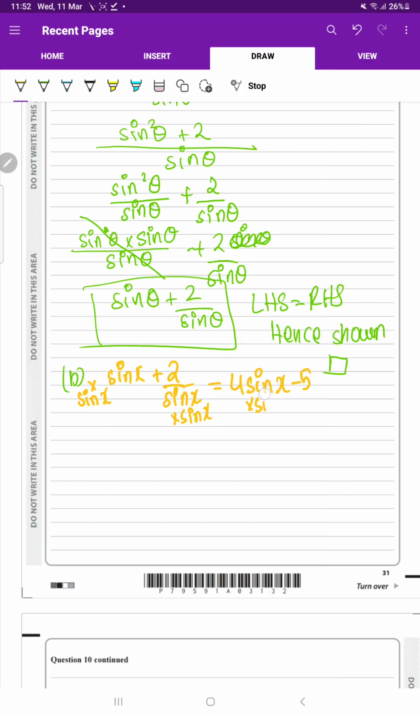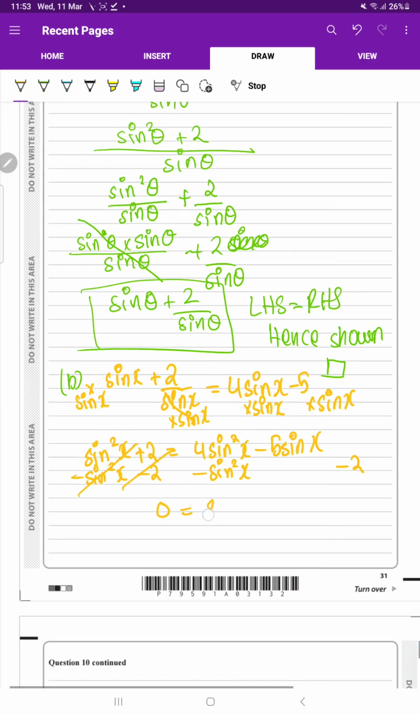All right, times by sine x. This is going to give us sine squared x. This gets cancelled out, plus 2 is equal to 4 sine squared x minus 5 sine x. Now over here we minus both sides by sine squared x, and minus 2. So this and this cancel out. We have 3 sine squared x minus 5 sine x minus 2.